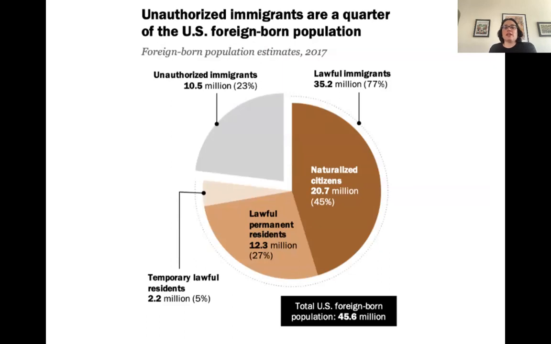Here we see unauthorized immigrants are a quarter of the US foreign-born population, okay? Not the entire population, but only of all those who are foreign-born who are in the United States. A quarter of those people are undocumented, okay?